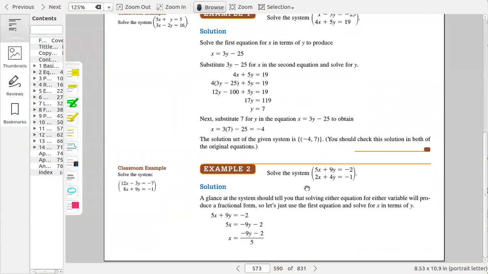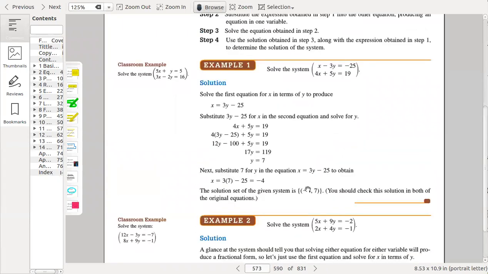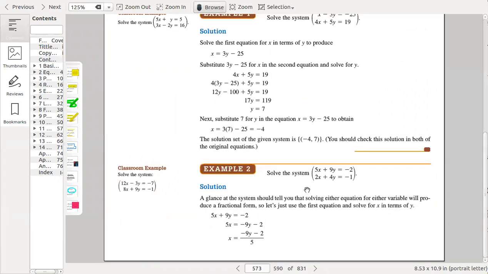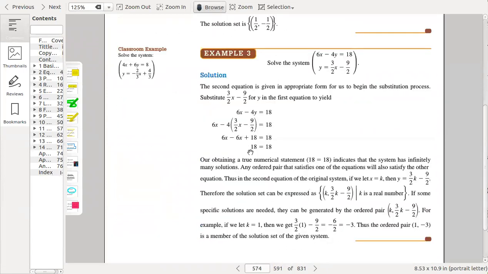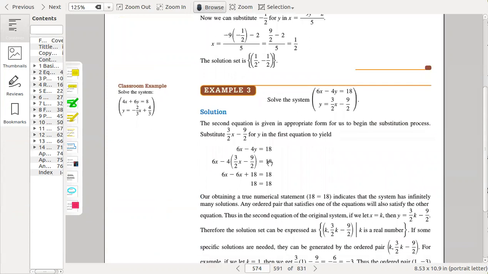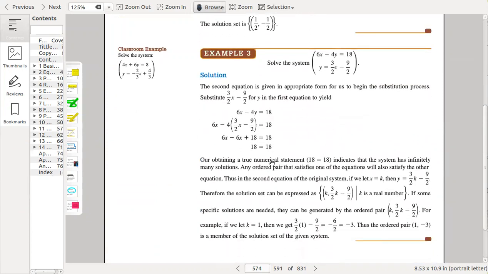So next, the example is similar and we can solve it in a similar way. But here we can revise this example because it has infinitely many solutions. So solve the system 6x minus 4y is equal to 18, y is equal to 3 by 2 x minus 9 by 2.